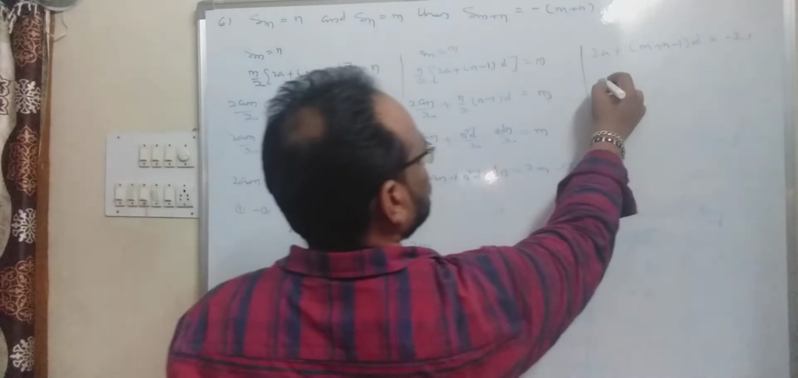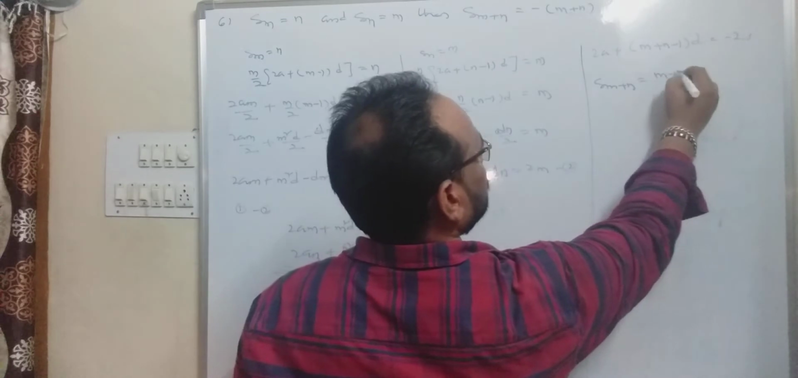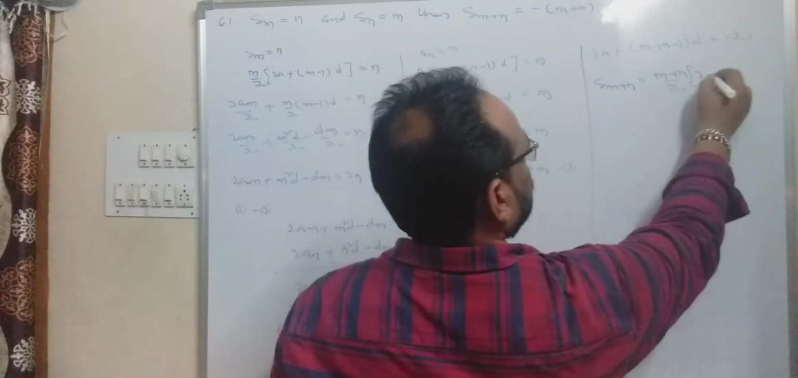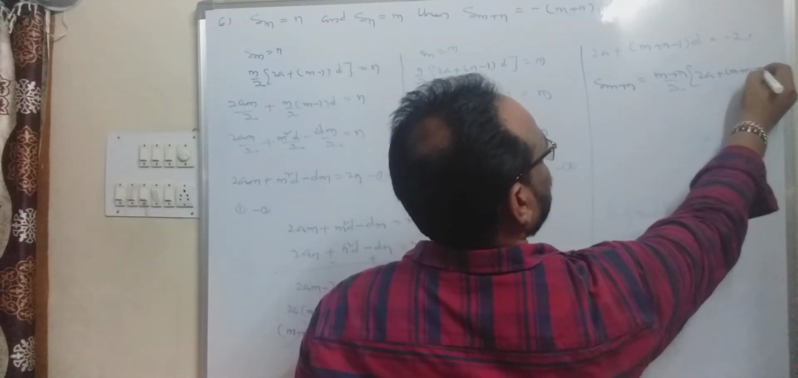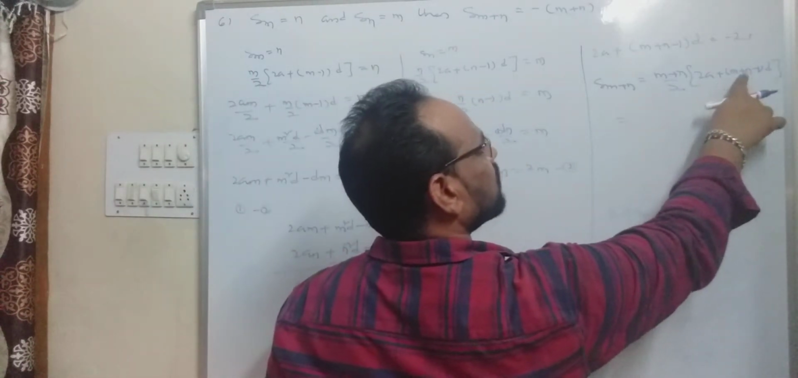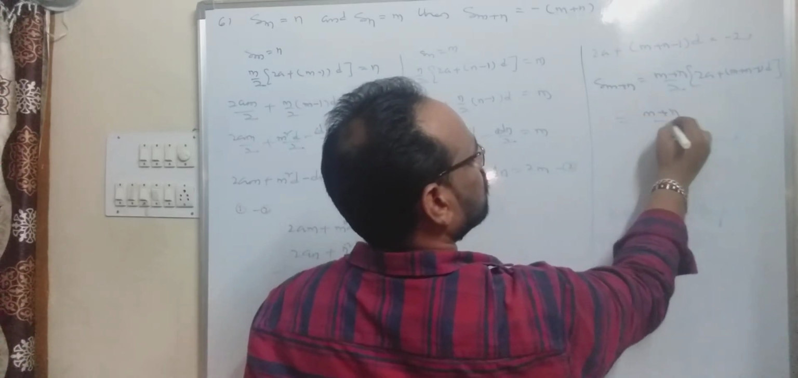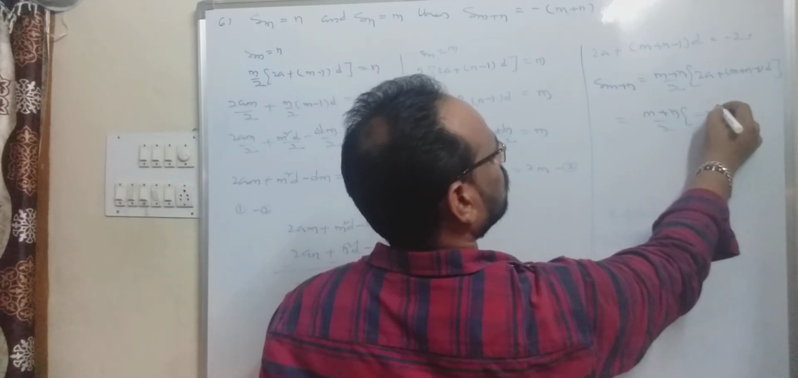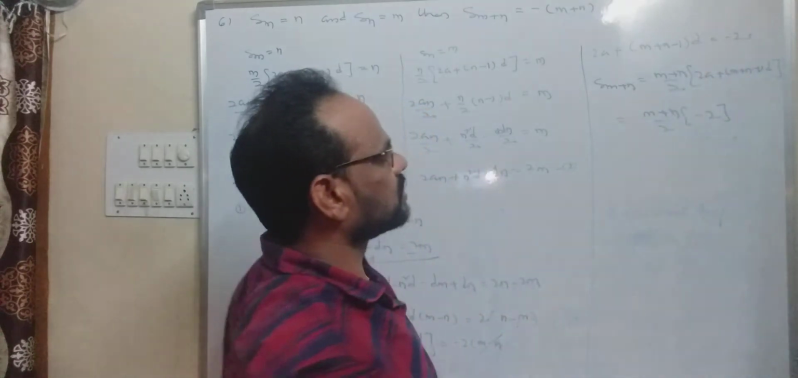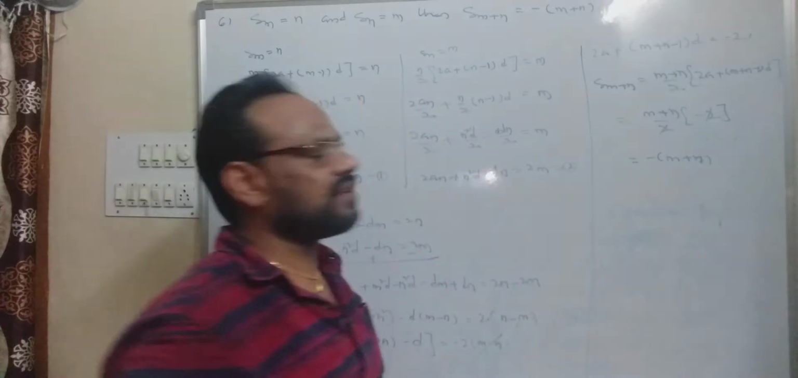We want S of m plus n. S of m plus n is equal to (m plus n) by 2 into (2a plus (m plus n minus 1) into d). Observe here, 2a plus (m plus n minus 1) into d, the value is minus 2. Okay? 2a plus (m plus n minus 1) into d, the value how much? Minus 2. So 2 gets cancelled, that will become minus times of (m plus n).